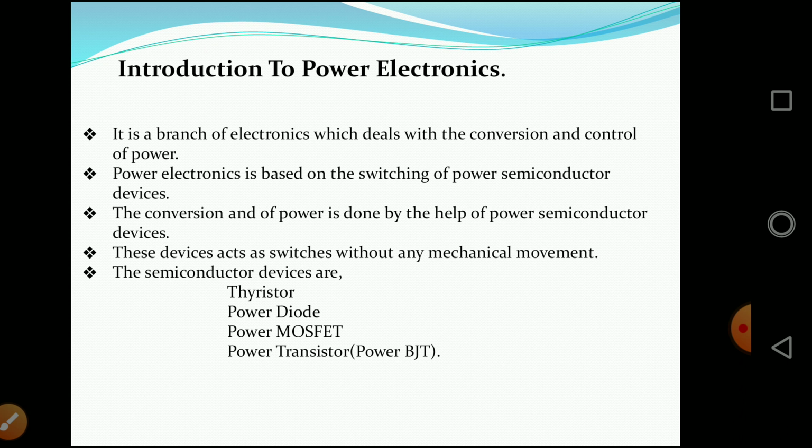When they are on, they are used as a closed switch, and when they are off, they are used as an open switch. Some of the semiconductor devices we are studying in this syllabus are the thyristor, power diode, power MOSFET and power transistor or power BJT.